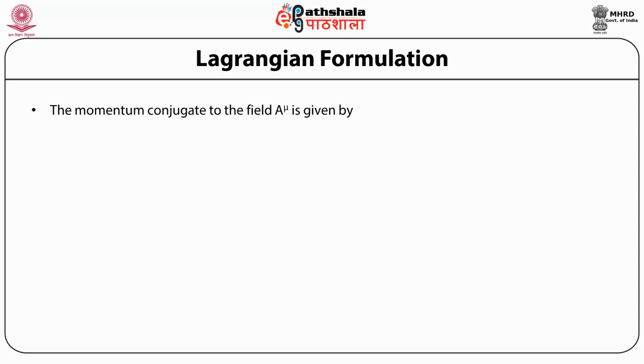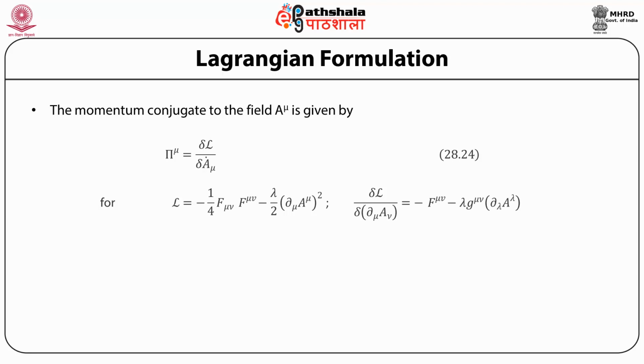The momentum conjugate to the field A_μ is given by π^μ equal to ∂L/∂Ȧ_μ, for the Lagrangian L equals minus 1/4 F_{μν} contracted with F^{μν} minus λ/2 (∂_μ A^μ)^2 summed over all μ. So ∂L/∂(∂_μ A_ν) is equal to minus of F^{μν} minus λ g^{μν} ∂_λ A^λ. Then π^μ is equal to ∂L/∂(∂_0 A_μ), which equals minus F^{0μ} minus λ g^{0μ} ∂_λ A^λ, which equals ∂^μ A^0 minus ∂^0 A^μ minus λ g^{0μ} ∂_λ A^λ.